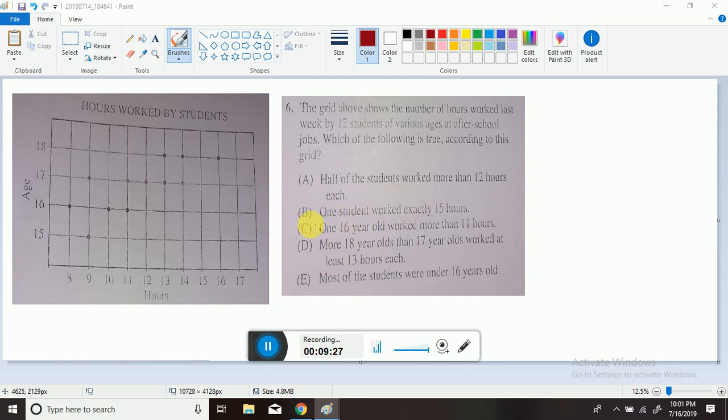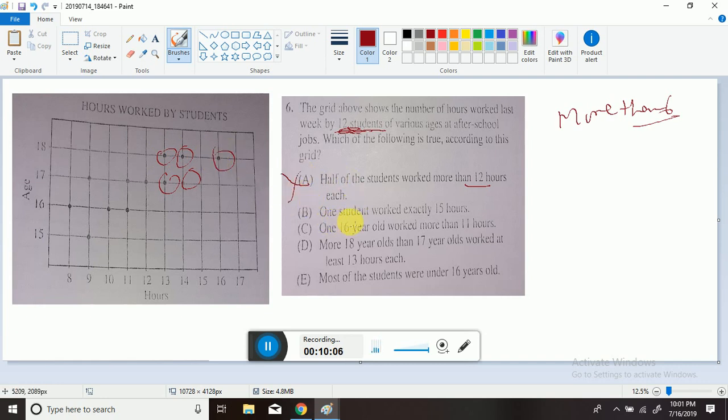Now option A: half of the students worked more than 12 hours each. More than 12 hours means 13, 14, 15. Let us count: 1, 2, 3, 4, 5 students worked more than 12 hours. But our total number of students is 12, and half of 12 means it should be more than 6. Only 5 students, so option A is wrong.